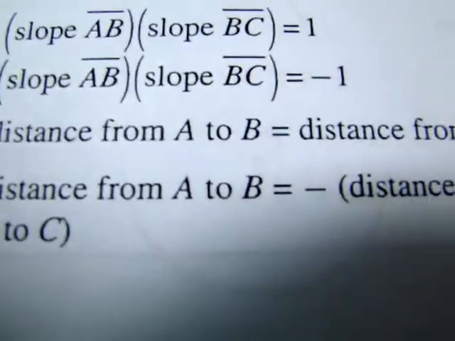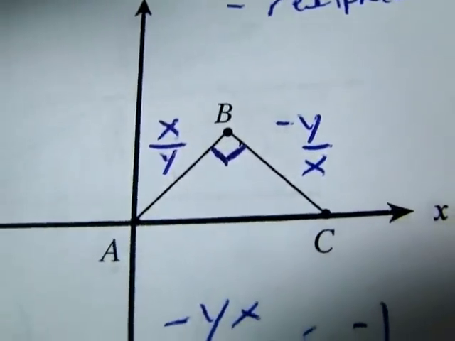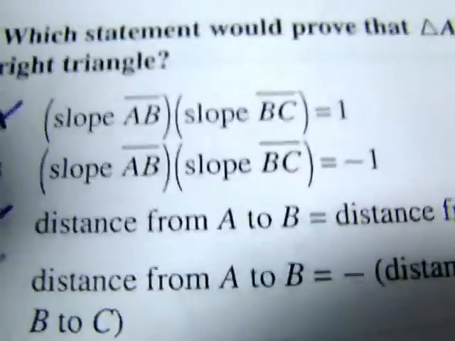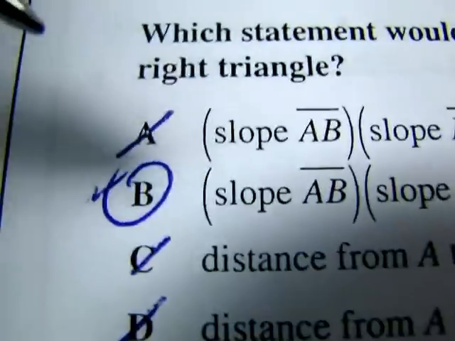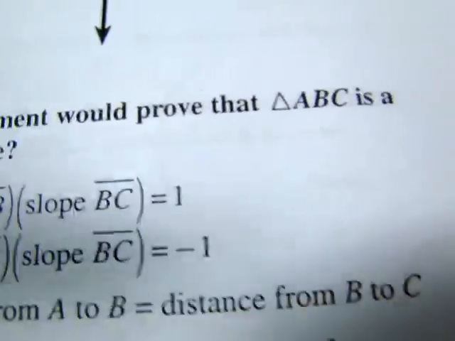And D, distance from A to B equals negative the distance from B to C. So, well, is there really any such thing as negative distance? No. So you got to look at D and just say that's nonsense. That's not even a possible answer. So the one that makes sense is B. Again, the reason is the slopes have to be negative reciprocals. If you multiply negative reciprocals times each other, they reduce to negative 1. Therefore, the answer is slope of segment AB times the slope of segment BC equals negative 1. And that's number 69.